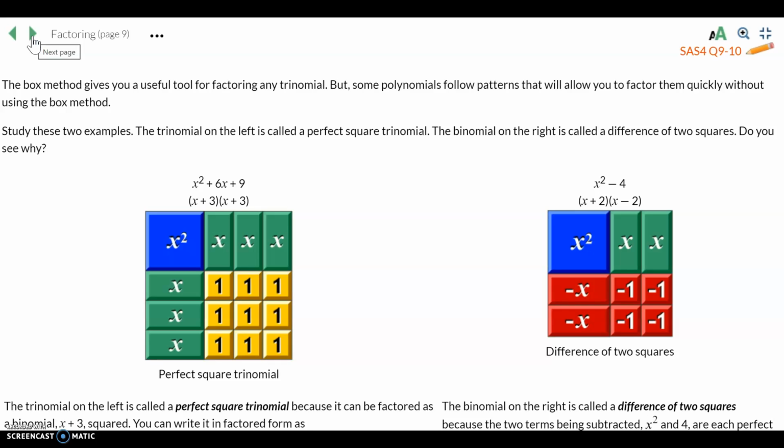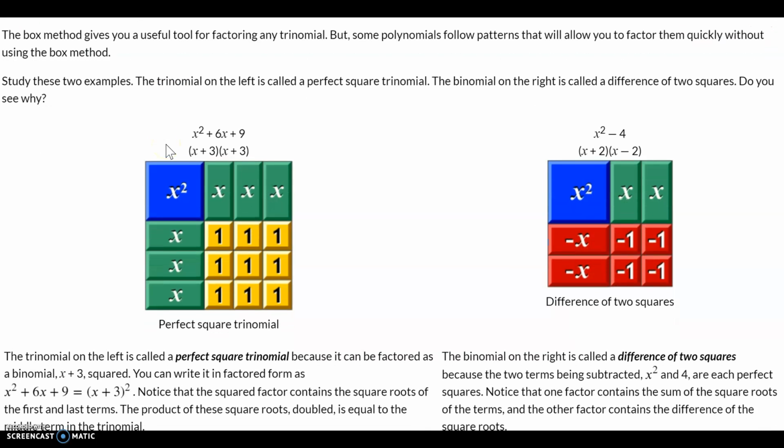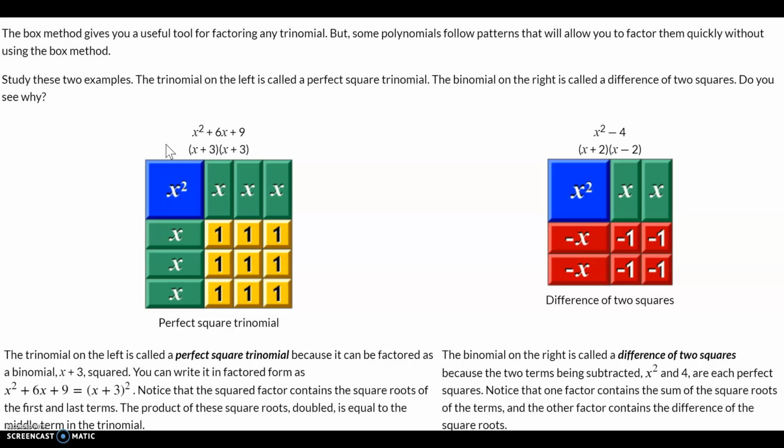Study these two examples. The trinomial on the left is called a perfect square trinomial. The binomial on the right is called the difference of two squares. Do you see why? Take a minute and think about it. All right, the one on the left, this perfect square trinomial.